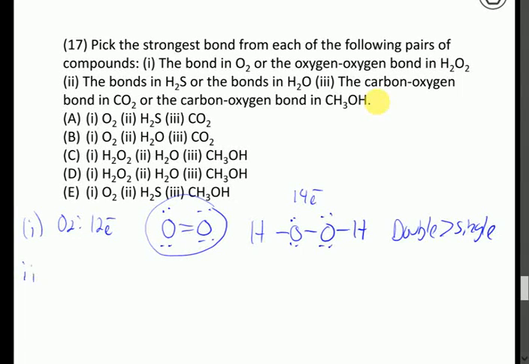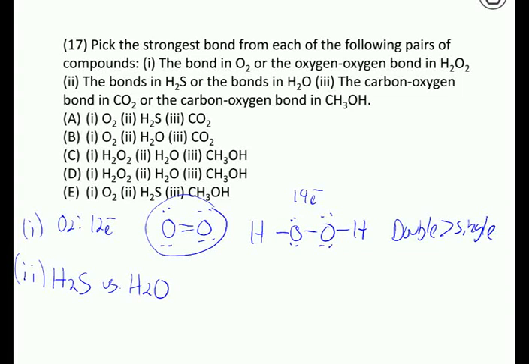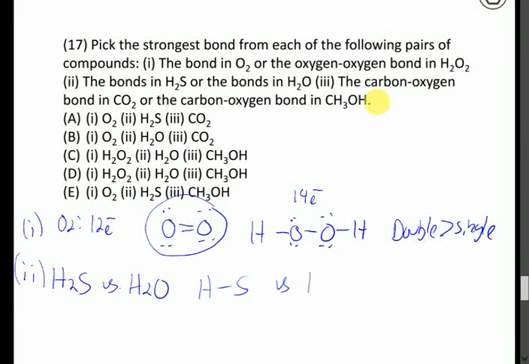In choice 2, we have H2S versus H2O. Both of these are single bonds. We don't even have to draw the structure because the only type of bonds that hydrogen forms are single bonds. So we're never going to have double bonds in this case. So it's HS versus HO. When you're comparing 2 bonds like this, we want to look for which one is the shorter bond, and that's going to be the stronger bond.